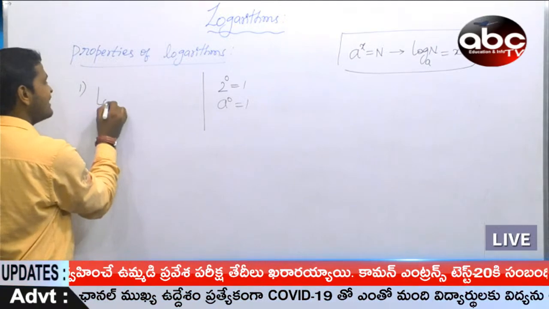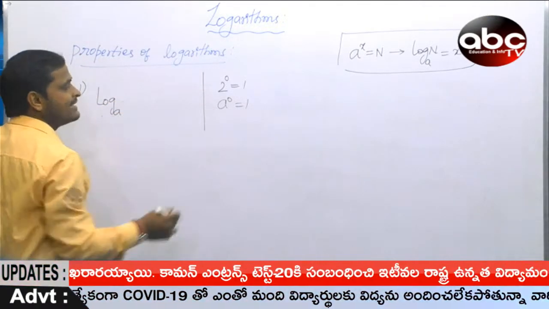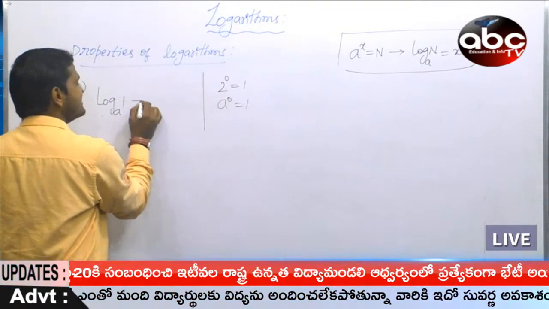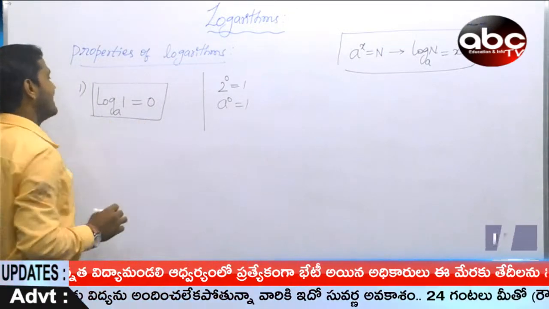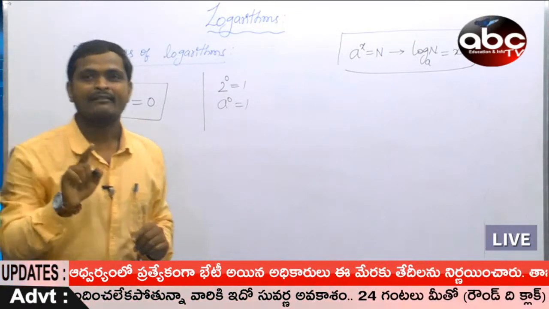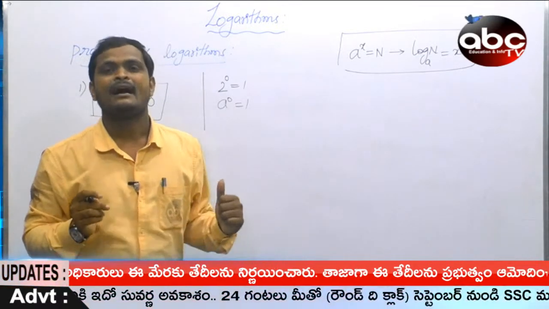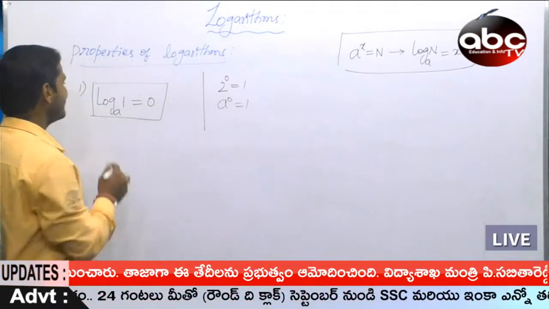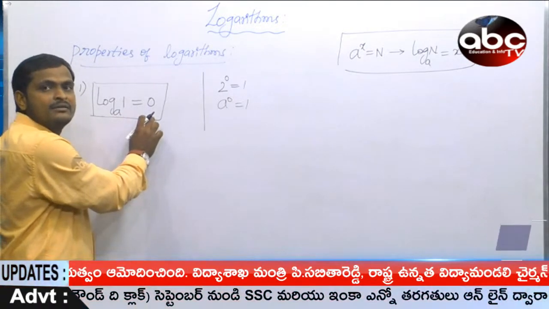You can write log. What is the base here? A. Then what is the value here? X. Log 1 base a is equal to 0. It is our first property. Observe, students: log 1 base any real number, what is the answer? 0. Is it clear, students? Observe here, log 1 to the base a is equal to 0.